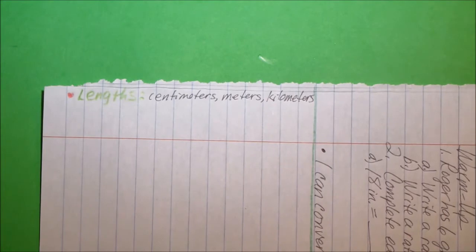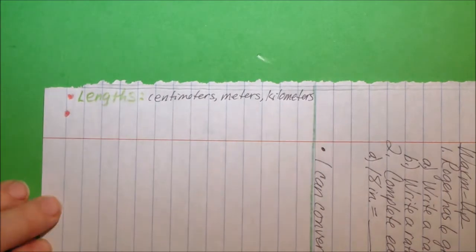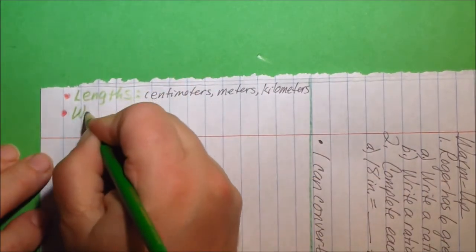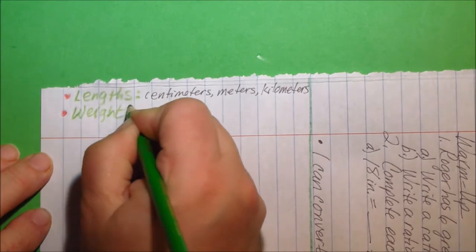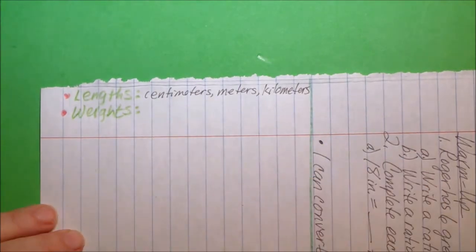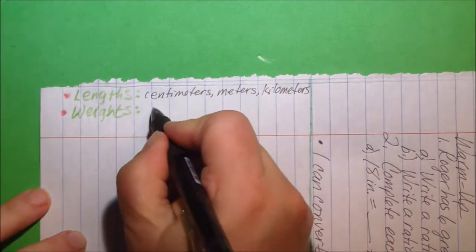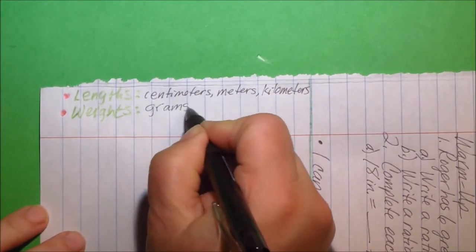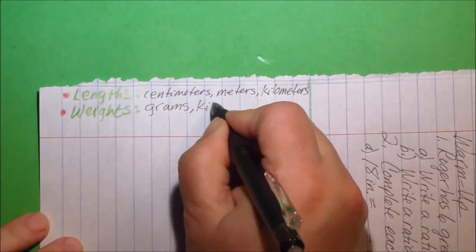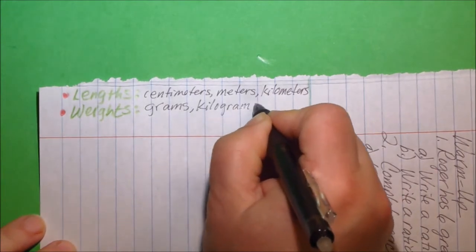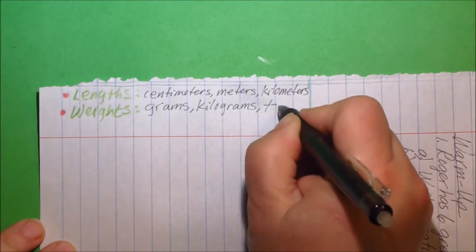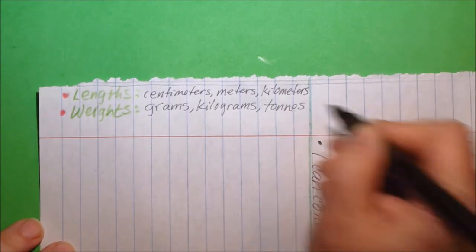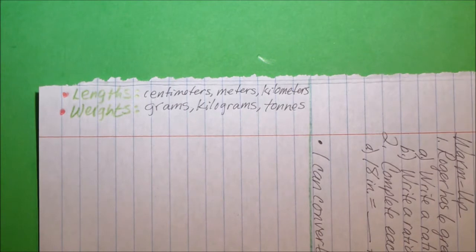And then weight. So in weights we talk about grams, kilograms, and metric tons, and it's spelled like this. I know it looks a little weird. I think that's still pronounced tons, but I know when we're coming from customary conversions in the United States, we usually just call it metric tons.